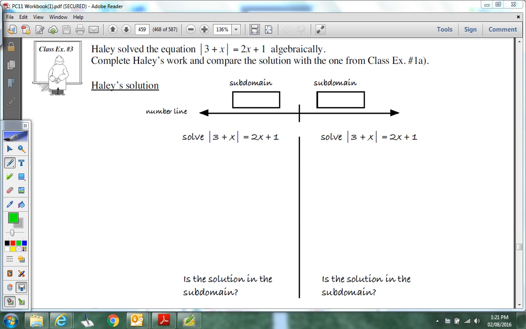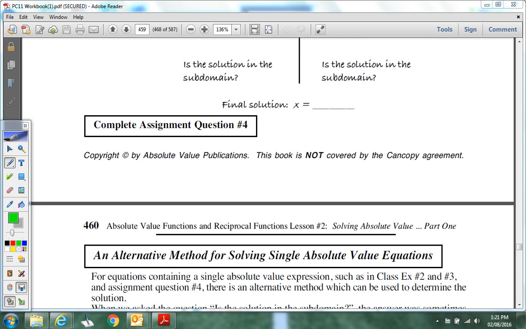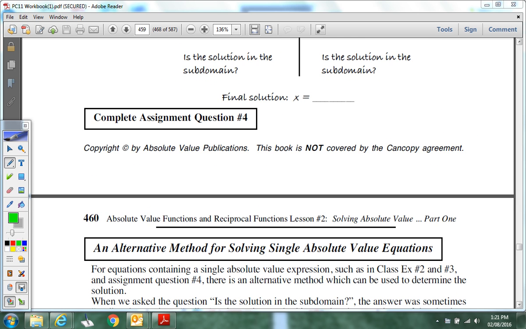And that's all we're looking at there. Okay. So right here, the final answer solution there would be 2.